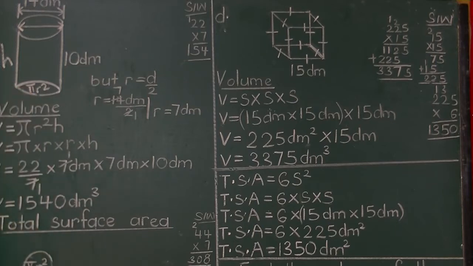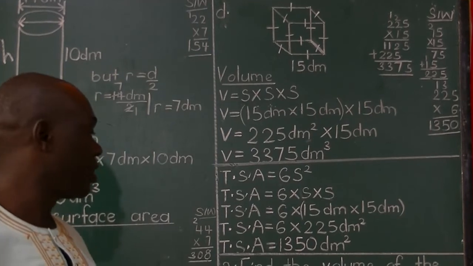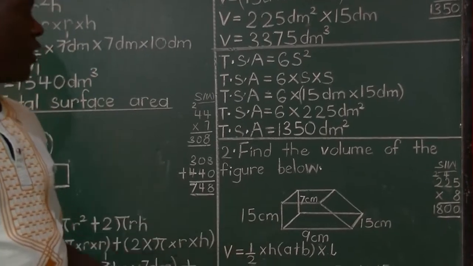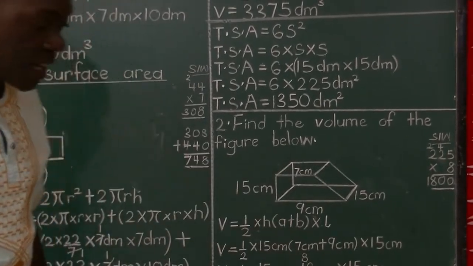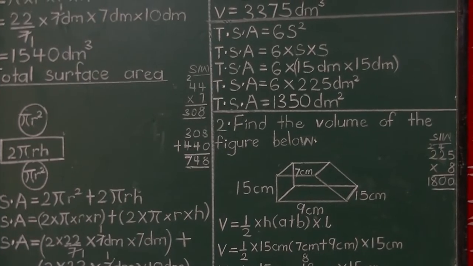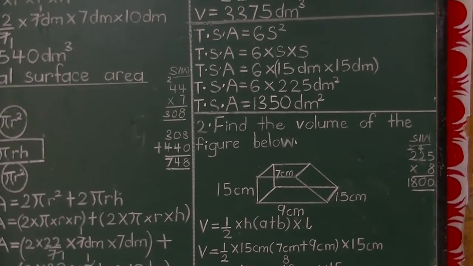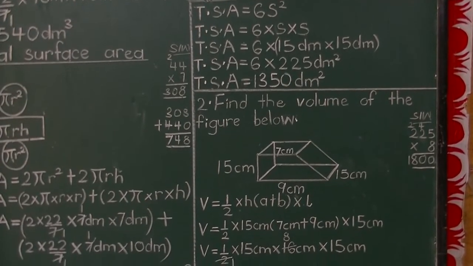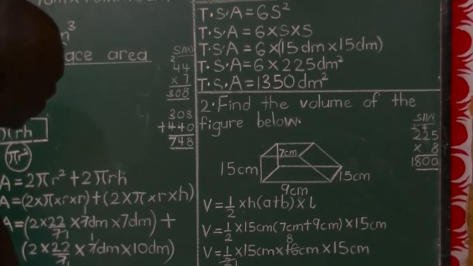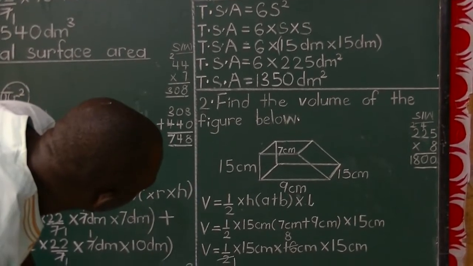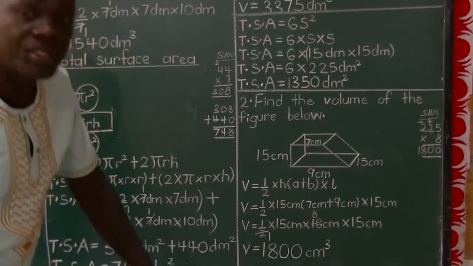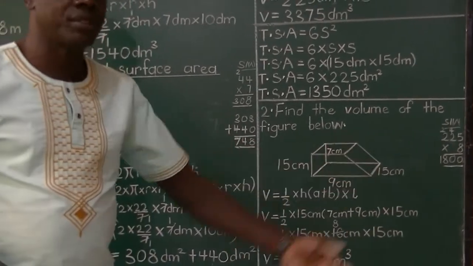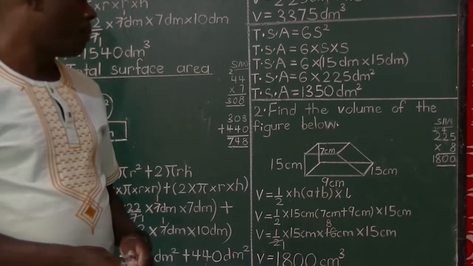As we look at the last example here, number 2. Oh, that has been number 1. Now number 2, find the volume of the figure below. Look at it keenly and see the space. Which shape is that space inside? When you look at it properly from a distance, you will know this is shaped like a trapezium. The space inside is trapezoidal. So this is called a trapezoidal prism.